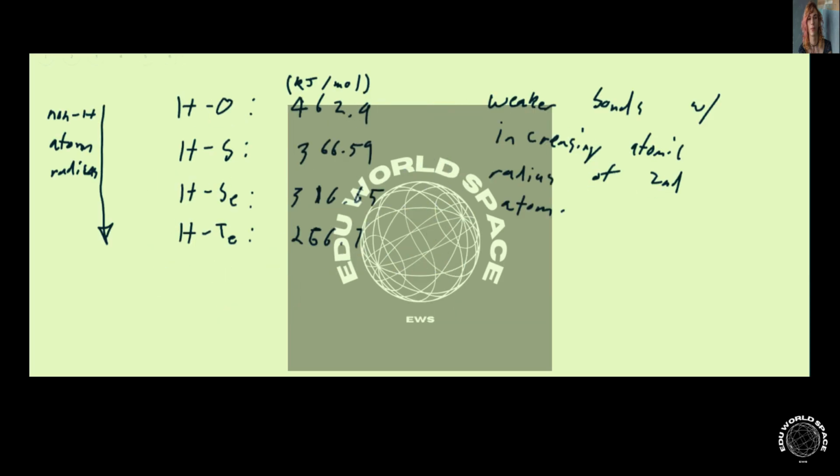And we found that when we put everything into a table, we can see that the energy required to break these bonds is lower with increasing radius of the second atom. So the larger the radius, the weaker the bonds it forms to hydrogen.